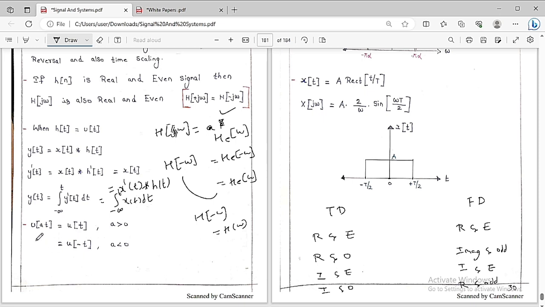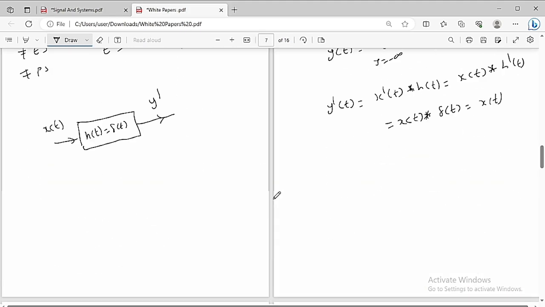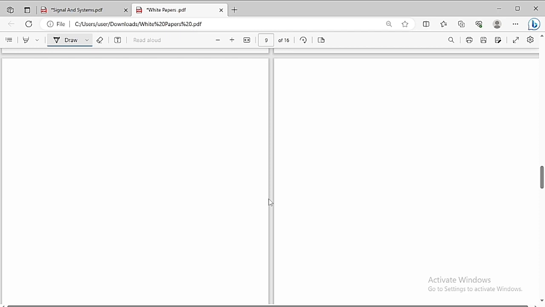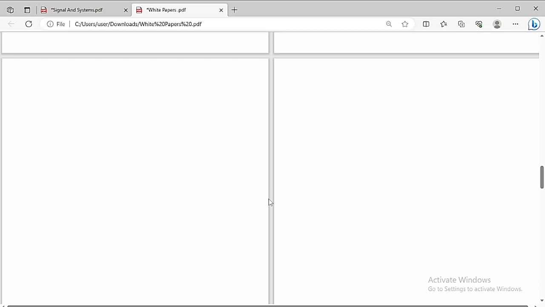And the next thing is u of at is always equal to u of t for a greater than 0, and u of at is equal to u of minus t for a less than 0. So why is it like this? Let us discuss here. So u of t is nothing but the initial point and the final point I'm going to discuss. Initial position as t is equal to 0 and final position as t is equal to infinity.